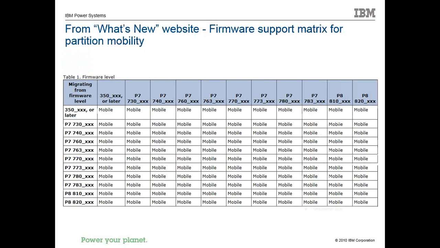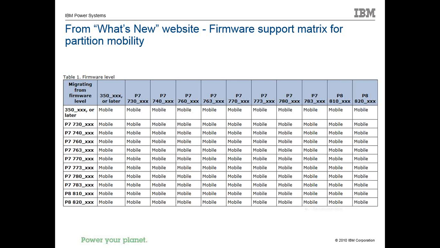At the beginning of this presentation, I said there's a What's New page website to find out what's going on. Well, here on the What's New website, you can find interesting things. If you look on the left, I want to go from a 350 version of our firmware, which is P6. Going across the right, I can move it from a P6 to another P6. The second column, I can move it to a P7 at the 730 level. The third column, P7 at 740. So basically, you see that we enable mobility across all these different levels of firmware.